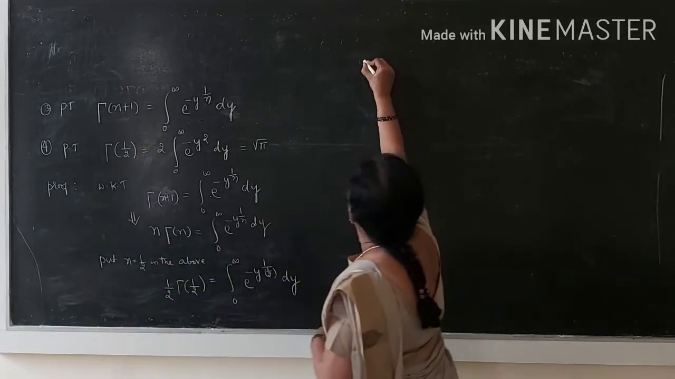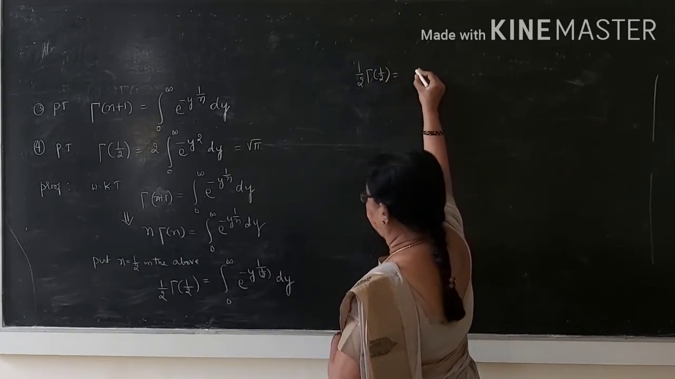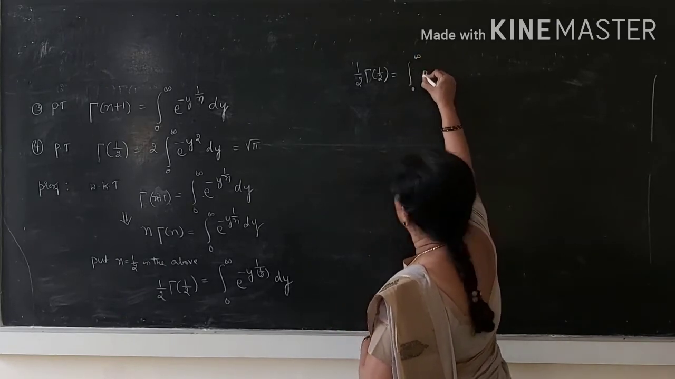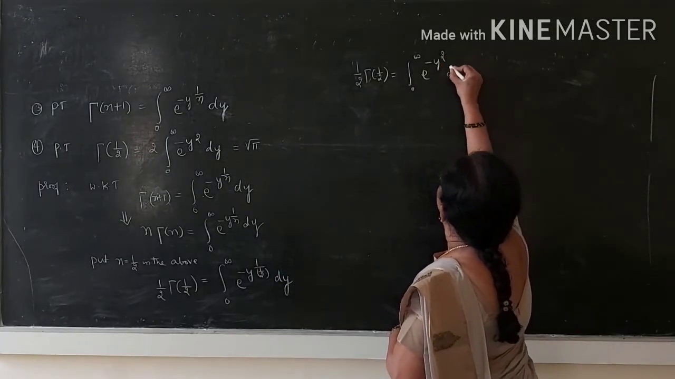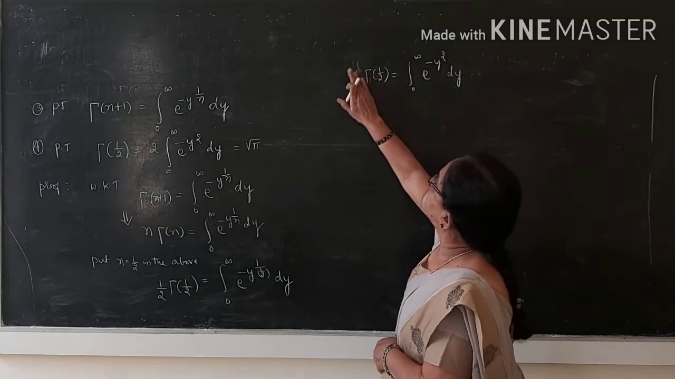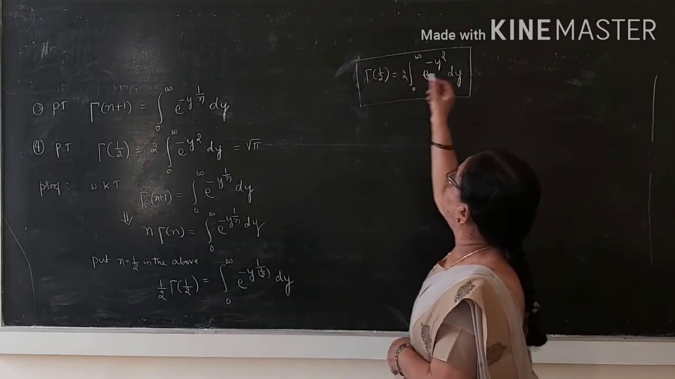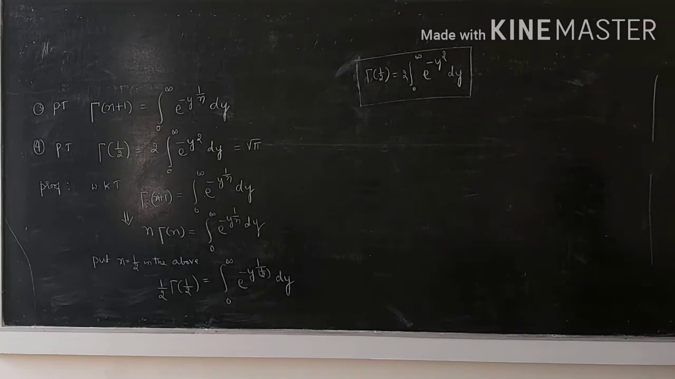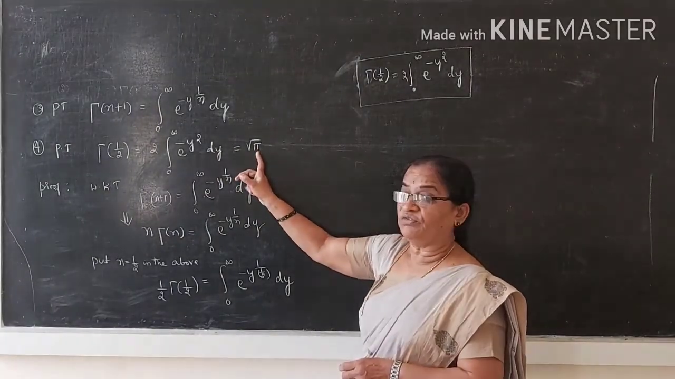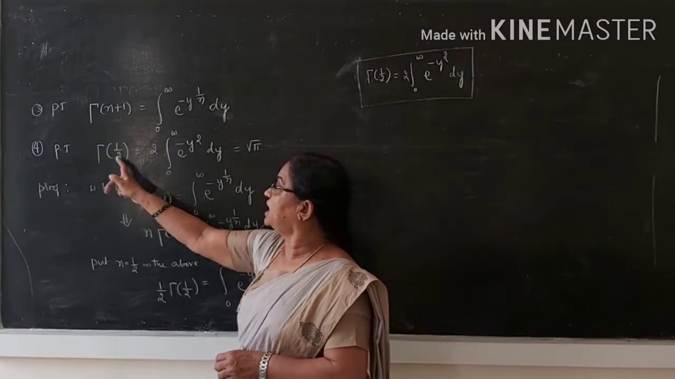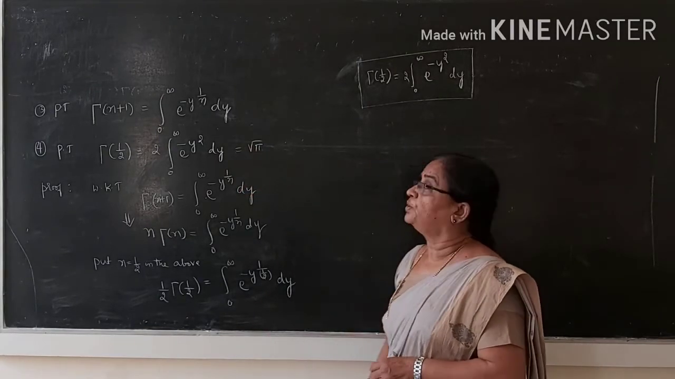Now, I simplify that. It is 1 by 2 into gamma of 1 by 2 is equal to integral 0 to infinity e to the power of minus y, 1 over 1 by 2 will become 2, into dy. If I cross multiply this 2, I come across gamma of 1 by 2 is equal to 2 times integral 0 to infinity e power minus y square dy. Still, my part of work is left here. I have put that gamma of 1 by 2 is equal to this much, but yet I have to prove that it is equal to root pi.